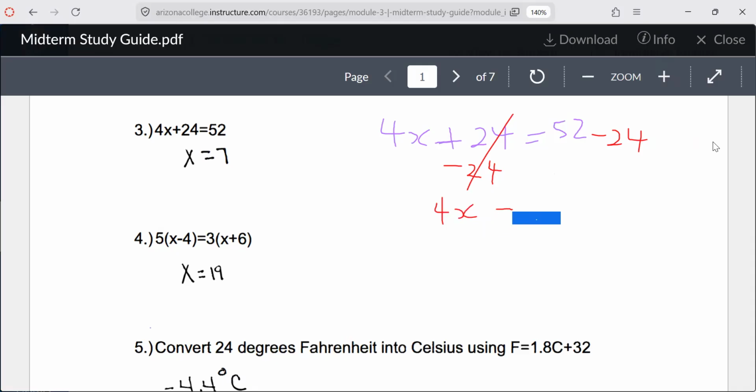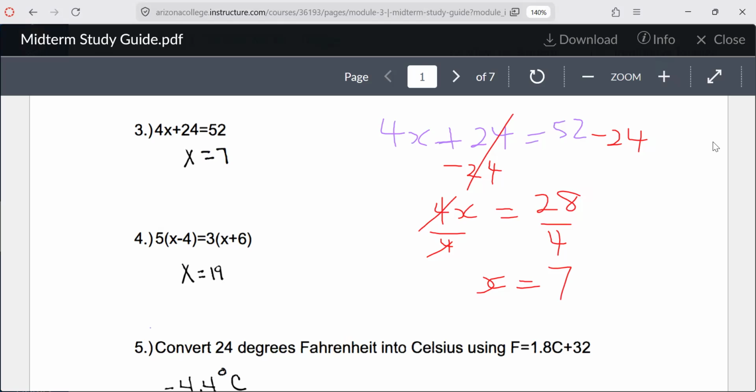So I've got 4x equals 52 minus 24 is 28. So now I have 4x equals 28. Now for x to stand alone, you've got to divide by 4, and you do that for both sides. So x equals 28 over 4, which is 7. Boom.